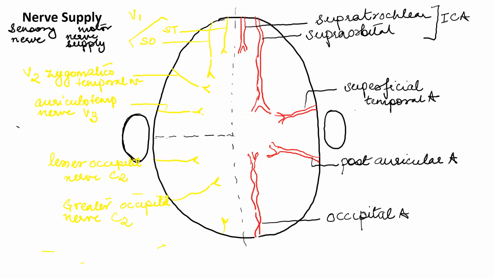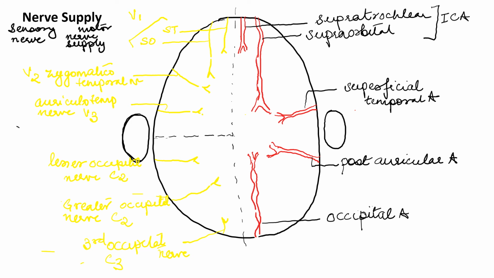And the posterior part of the scalp is supplied by the third occipital nerve, which is the dorsal ramus of C3. Now these are the sensory nerves which are supplying the scalp.